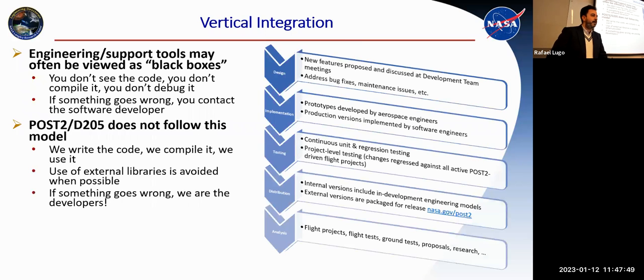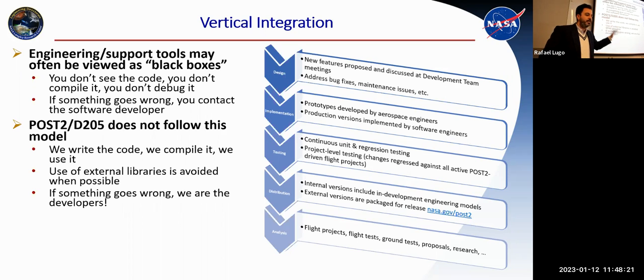That model is not followed by the Post2 developers, by us. We write the code, our team compiles it, we use it. That's one of the key points that I'm going to be talking about. We try to limit the use of external libraries when possible, but we can't always do that. But in general, if something goes wrong, we're the developers. We go to ourselves to fix a problem. And so what I'm trying to say is the vertical integration. We own every step of this development process.